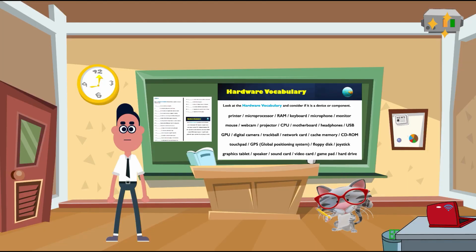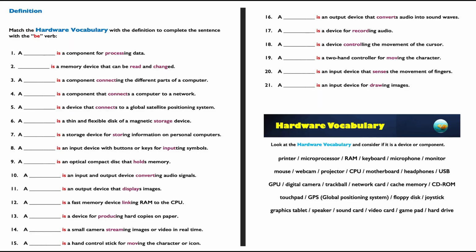So we want to match the vocabulary with definitions. Here we have 21 definitions. So that should tell you there are more definitions than there is vocabulary. Does that mean the number of vocabulary is a higher number than the definitions? Yes. Okay. So we're going to pay attention to that.